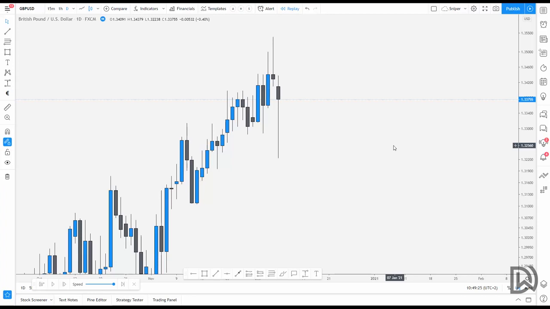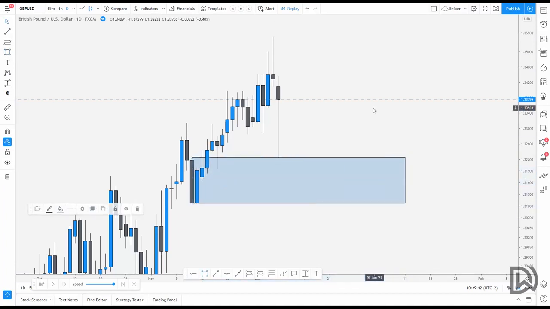Here we have GU on the daily. This is mostly hindsight. It happened already, but I'm not going to use the replay mode because I want you to see it happening. So on the daily, we have this order block. We have this big range. Let's just use our gray color.